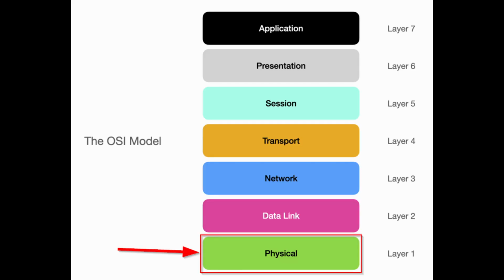In summary, the physical layer is all about the physical aspects of networking. It's the foundation upon which everything else is built, and it's important to consider from a security perspective when it comes to physical access and how devices are connected.